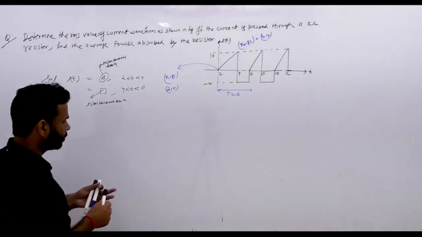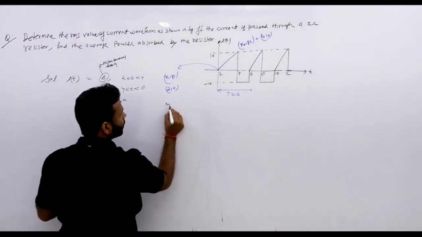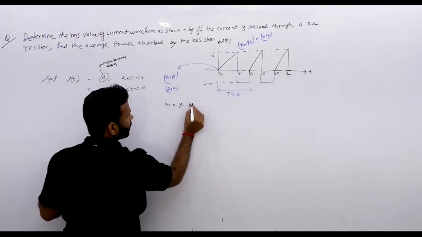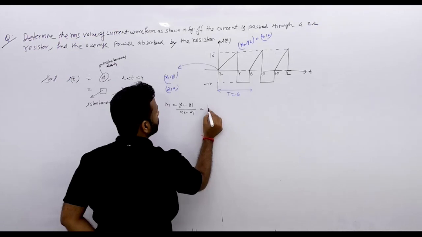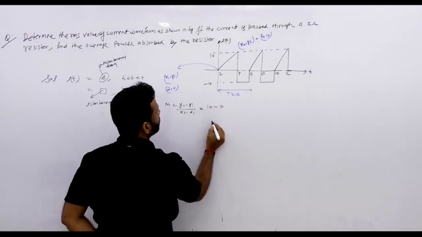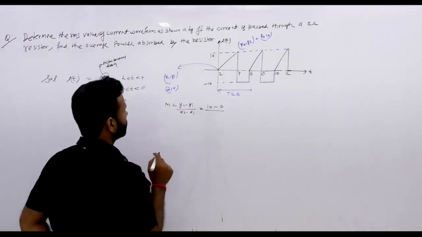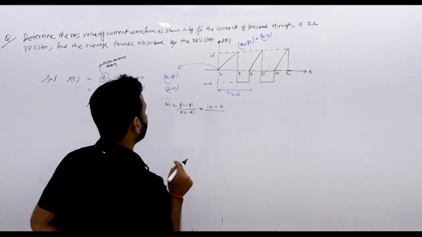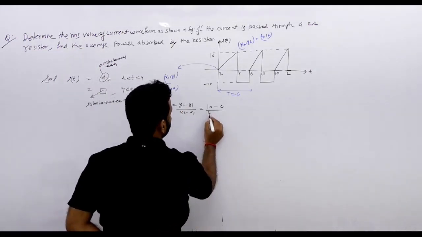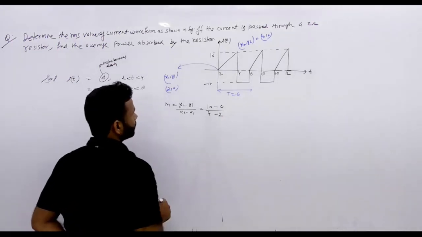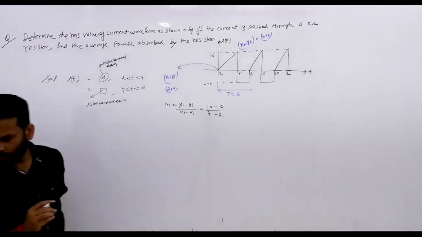Now if you want to solve the equation of the triangular instantaneous value, then slope is what? y2 minus y1 upon x2 minus x1. Then what is y2? y2 is 10. What is y1? y1 is 0. Then what is your x2? x2 is 4. And what is x1? x1 is 2. Agree? So it is 2. I think it is 2 or not?